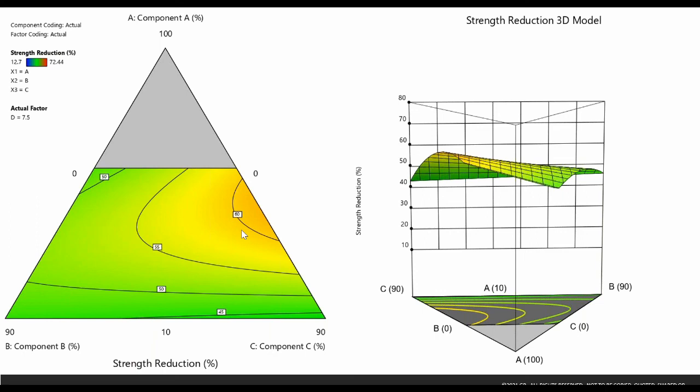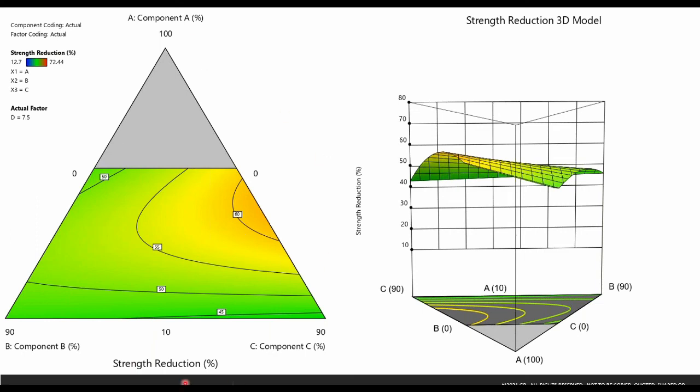Can you take a minute to explain this contour graph that's on your screen right now, and how the 10 to 100 for factor A and the 0 to 90 for B and C work? Just give a little show and tell and interpretation there. Some people aren't familiar with reading that graph.